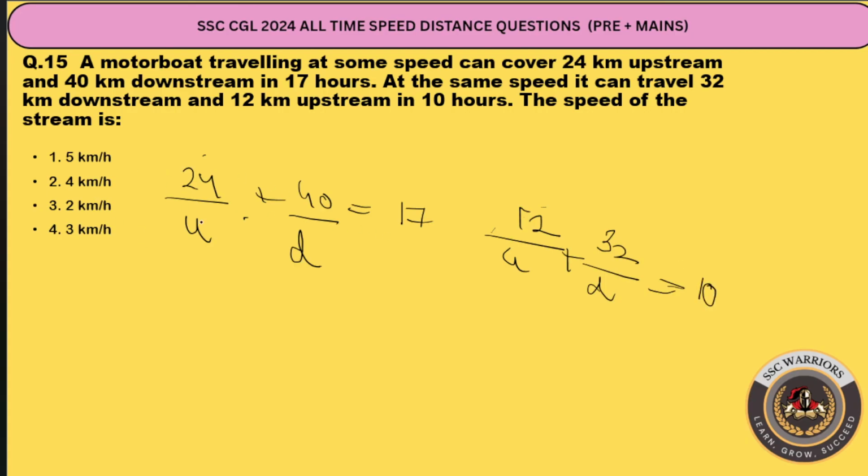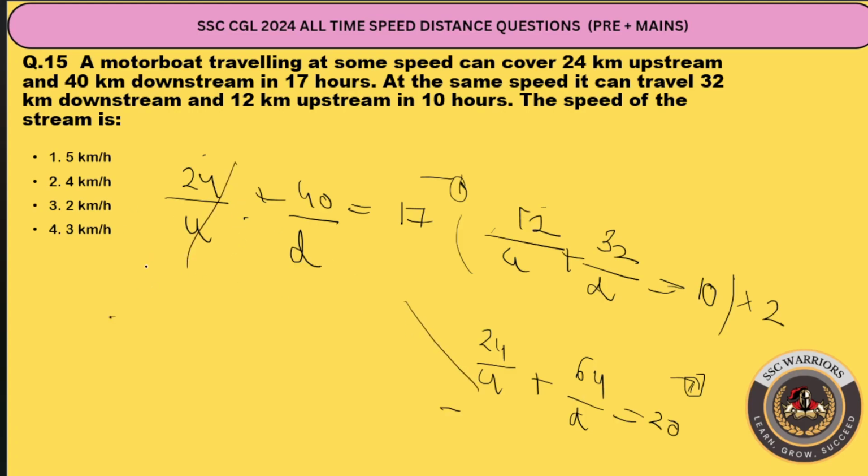So equalizing the both equations, multiplying this equation by 2, it will be 24 upon upstream plus 64 upon downstream is equals to 20. So this is equation 1 and this is second. Equalizing both equations, 1 minus 2, that is 24 by u cancels out, and 24 by d is equals to 3. So downstream speed will be 8. Putting this in equation 1.